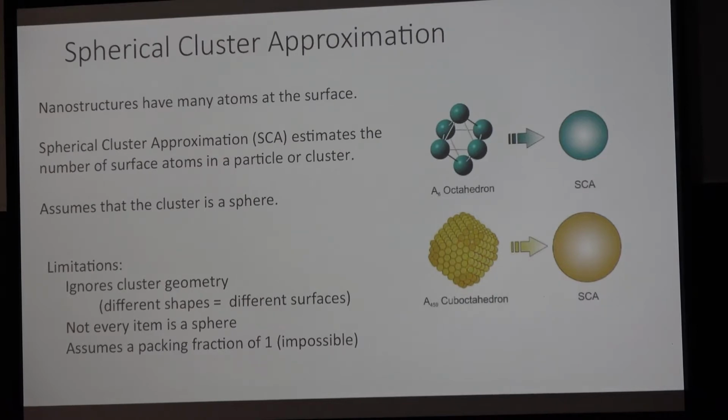If I have 540 sodium atoms, what percentage of those are on the surface of the nanoparticle? That's a great test question.